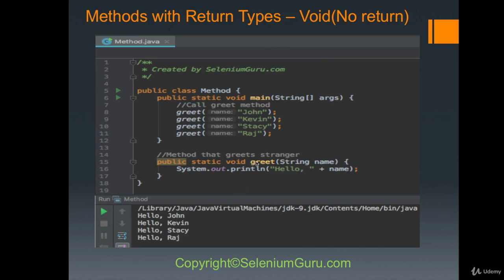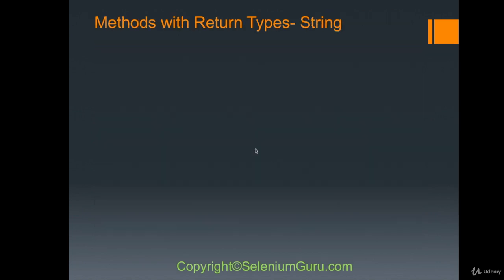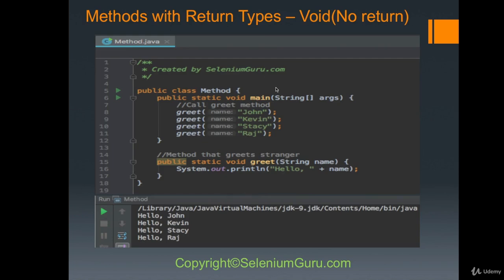So I can call this greet method and greet all the customers or all the strangers into my apartment, right? I don't have to do system.out.println John, system.out.println Kevin, and so on. With this method, it looks a lot cleaner, and all the other programmers can easily understand what you're doing. So that's how you can create a void method.